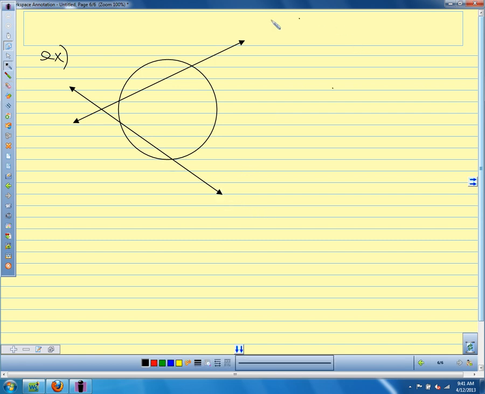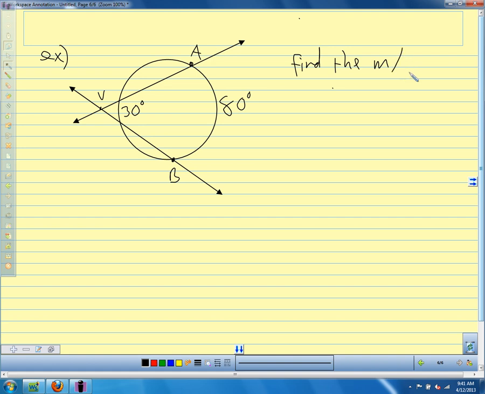So there's our problem. And we'll start with the easy one. 30 degrees. That arc's 80 degrees. And we'll call this A, and our vertex V and B. And we want to find the measure of angle AVB. Our vertex is outside the circle, so we can just use our new rule. So our rule is angle equals arc minus arc divided by 2. So the measure of angle AVB.